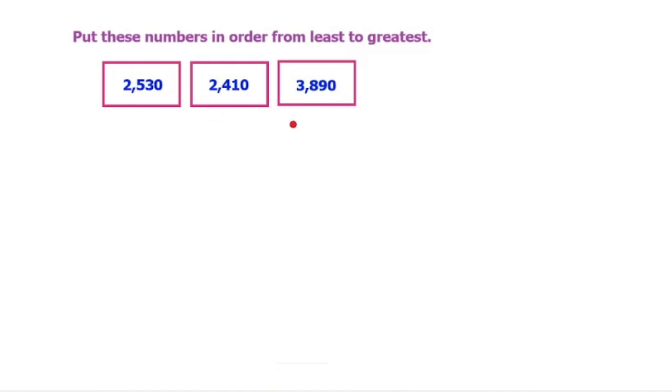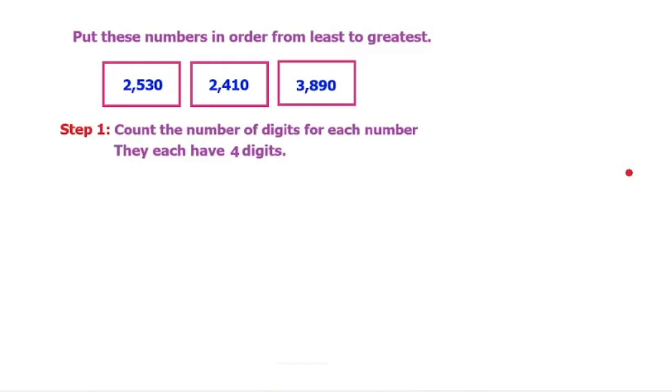First thing to do is not to get intimidated or afraid of these numbers, because you just break it down in steps, okay? So step 1, count the number of digits for each number. So they each have 4 digits. 1, 2, 3, 4. 1, 2, 3, 4. 1, 2, 3, 4.